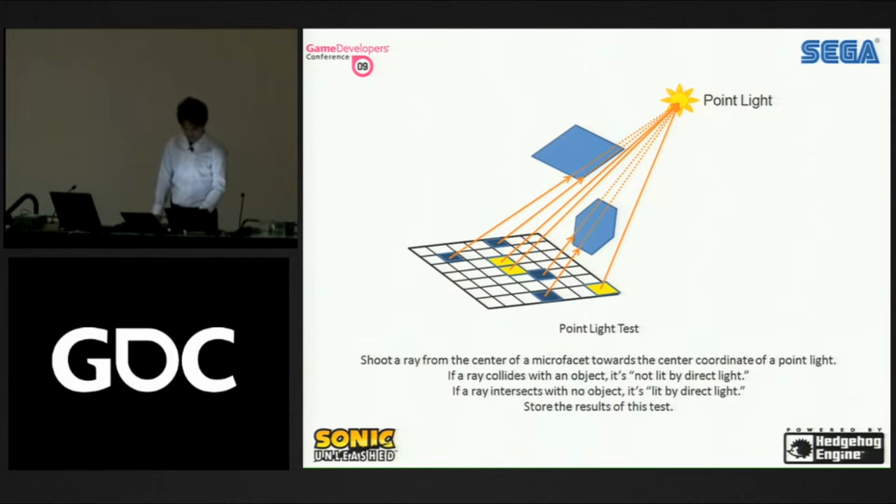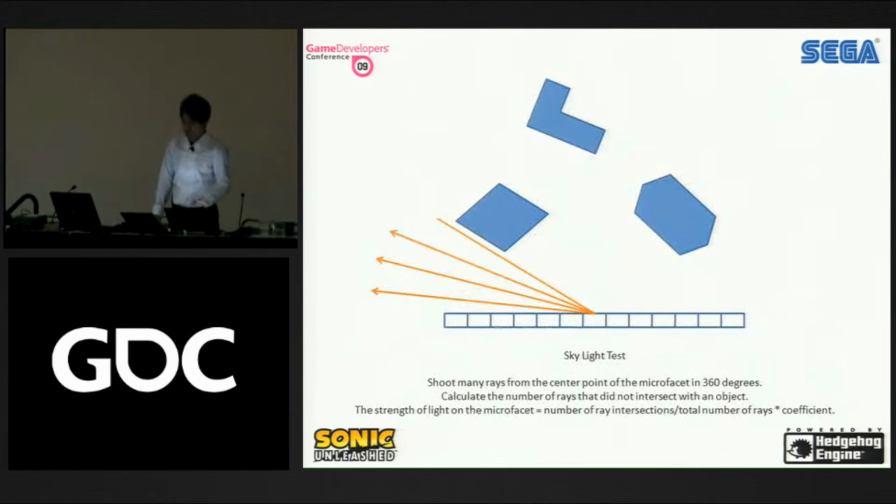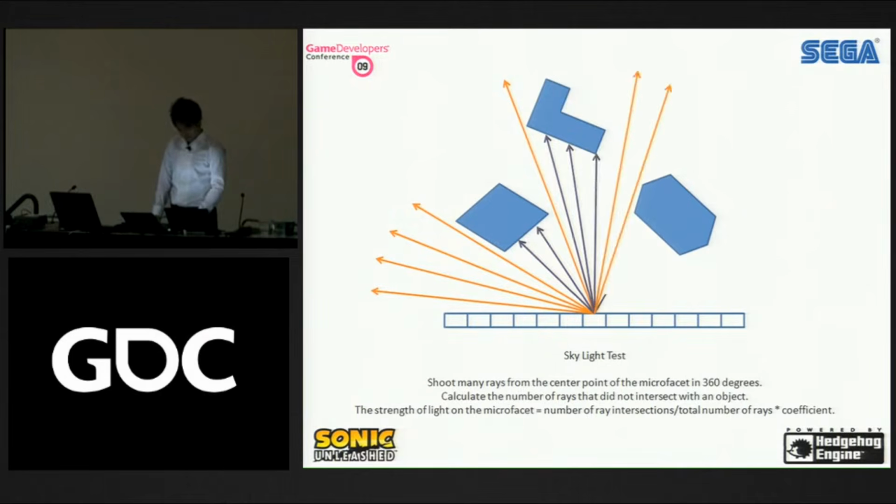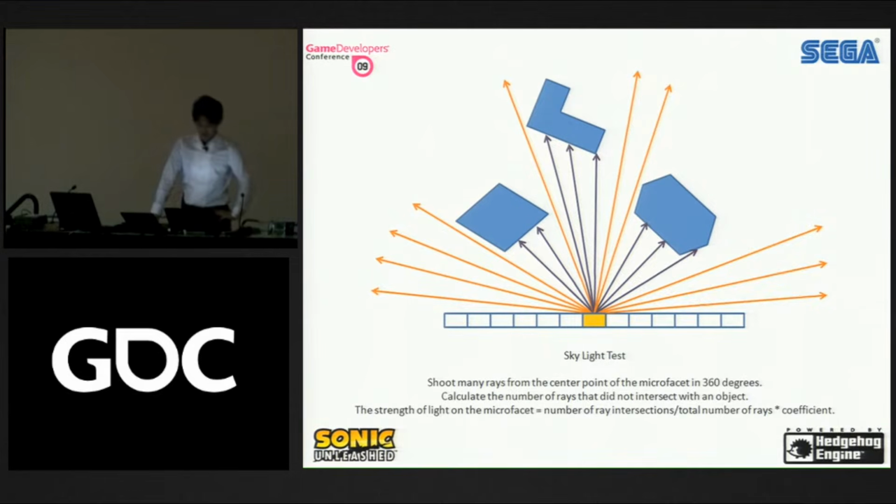It goes to the point light. You can determine which part is dark and which part is light. And this is a skylight. It's a little bit different.